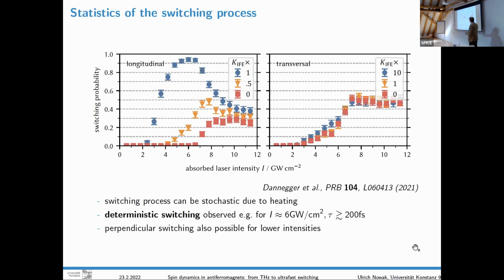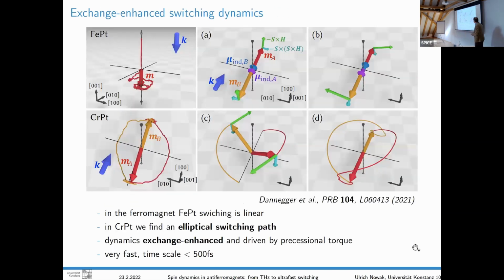But with the inverse Faraday effect, you get curves like that. For example, the blue one here, that means in between no effect and just random heating, you can get a very high, close to 1 switching probability, which is deterministic switching. And the next question is, why is it so quick? That's not easy to understand.